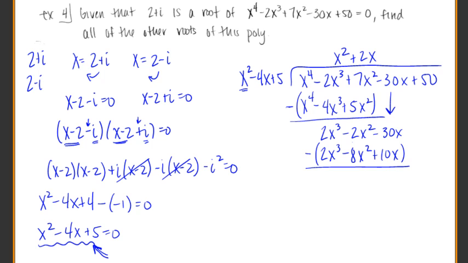So 2x cubed minus 2x cubed is 0. And negative 2x squared plus 8 is 6x squared. Negative 30 minus 10 is negative 40x. And then bring down the plus 50.